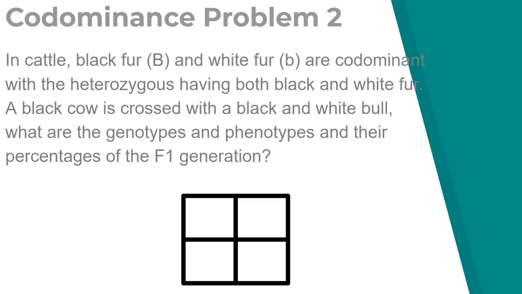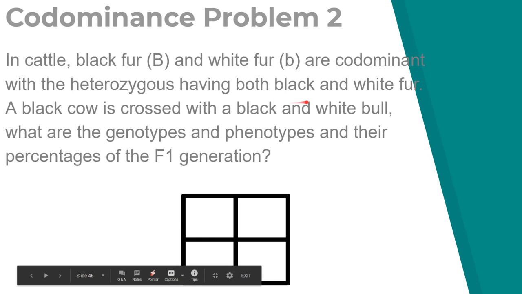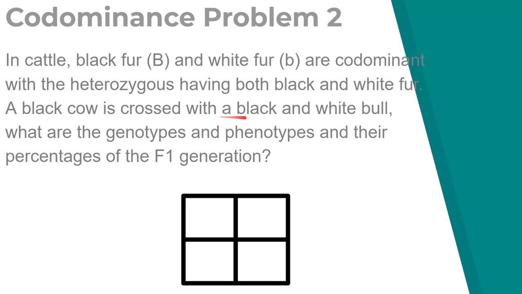Next problem, we're looking at a different set of cattle. We have cattle with black fur and white fur, and the heterozygous is going to be black and white. A black cow is crossed with a black and white bull. What are the genotypes and phenotypes and their percentages of the F1 generation?